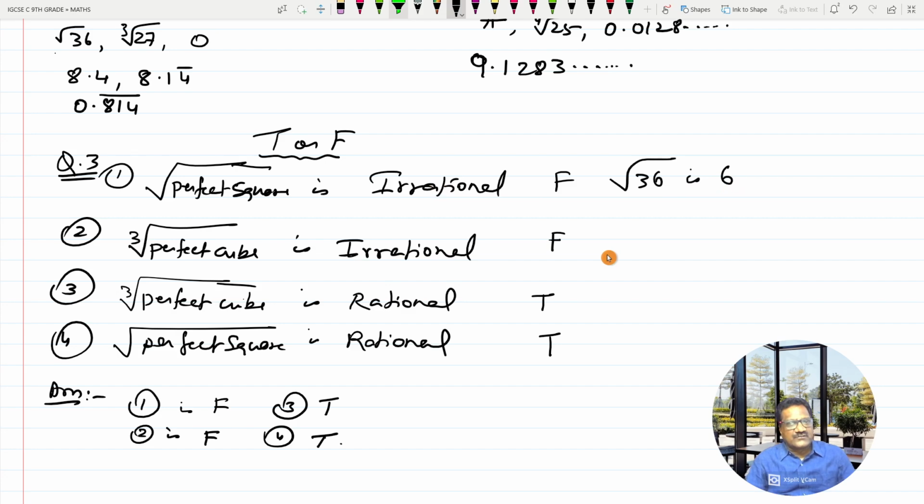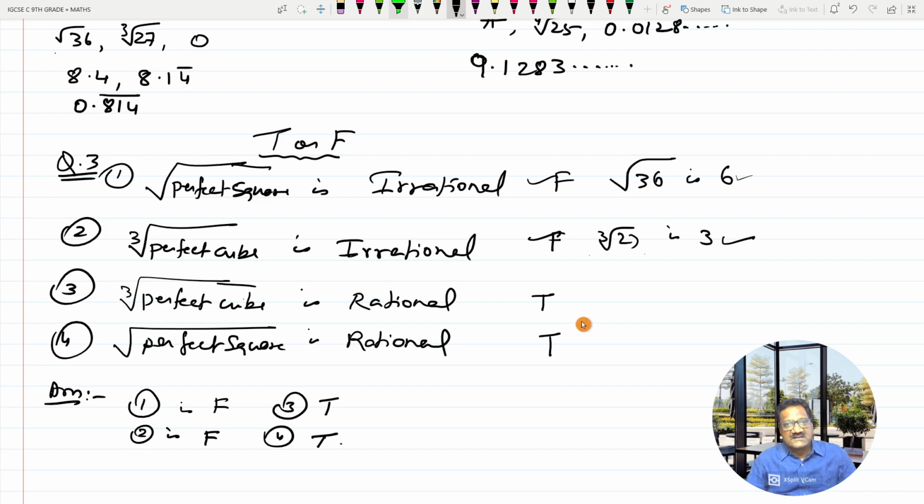Now let us take the cube root of 27. Now cube root of 27 is what? It is 3. 3 threes are 9, 3 nines are 27. And 3 is a rational number, and here it is written irrational. So this is also false. 6 is a rational number, 3 is a rational number, but here it is written irrational. So that is why this is false.